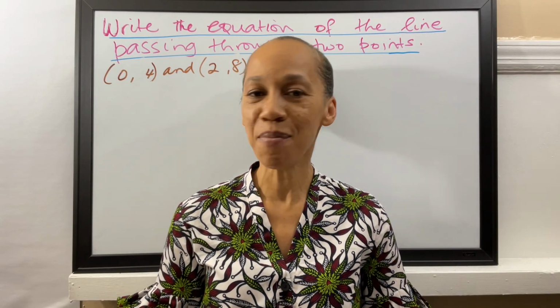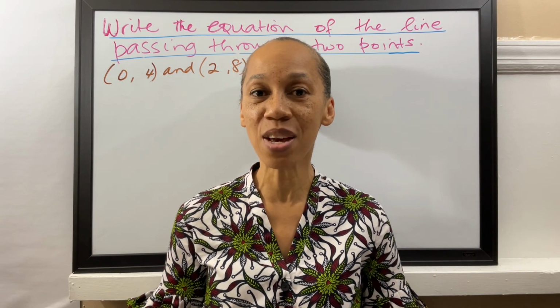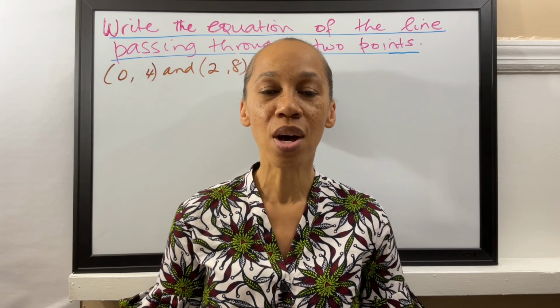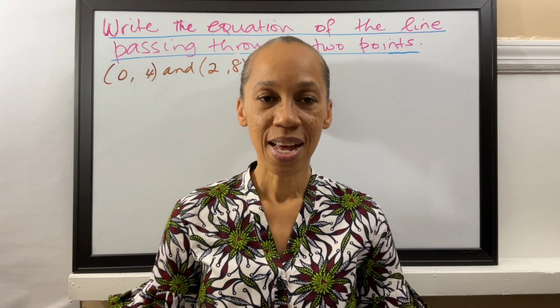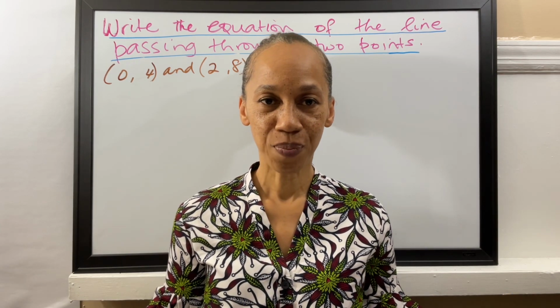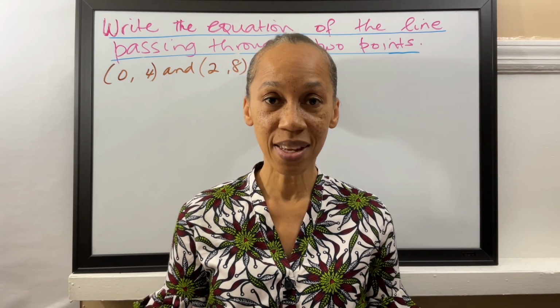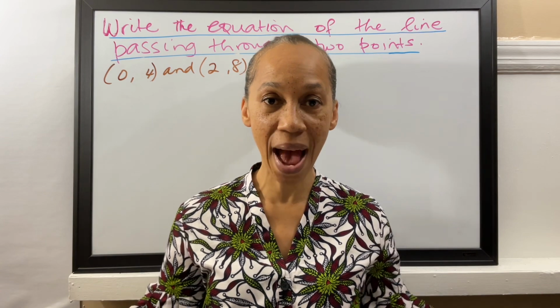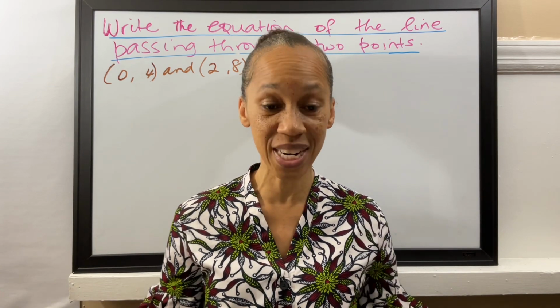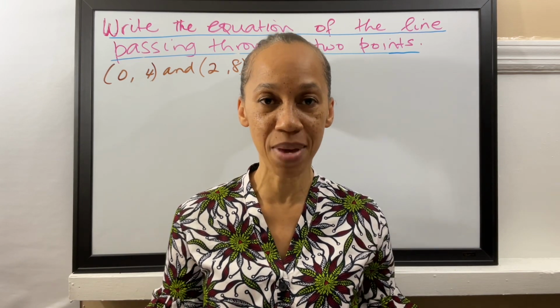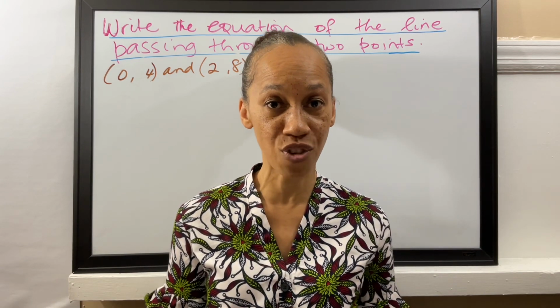Today I am going to demonstrate how to write the equation of a line that is going to pass through two given coordinate points. Let's picture a graph, and you have 2 points on the graph. You need to write the equation of the line that passes through those 2 points. When you connect those 2 points, it's going to be a linear graph. It's going to be a straight line.